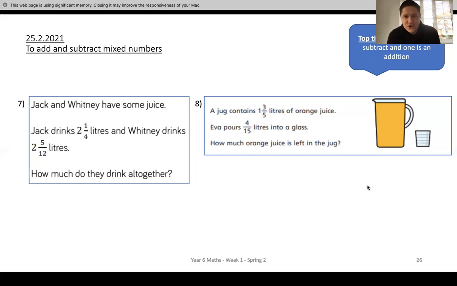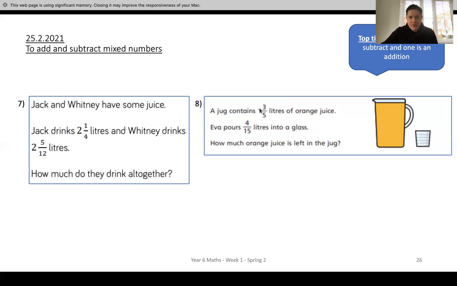Number 8, a jug contains 1 3/5 litres of orange juice. Eva pours 4/15 of a litre into a glass. How much orange juice is left in the jug? So that one, if she's pouring it into a different container, she's taking it out of the main one, so it's a takeaway. How much orange juice is left? What have we got still in the jug?